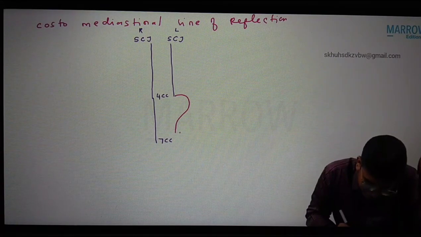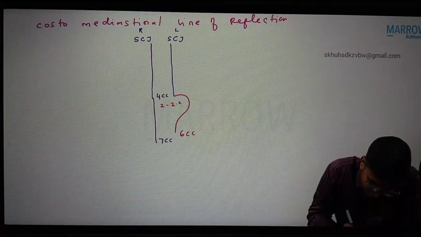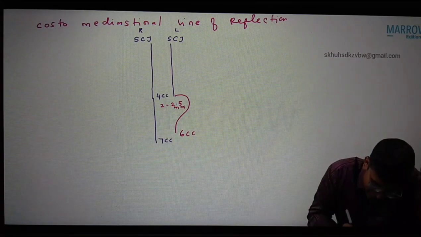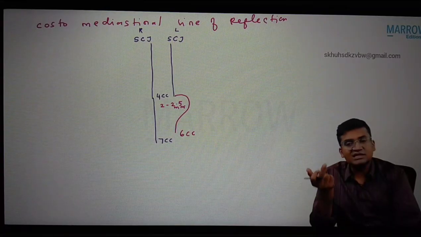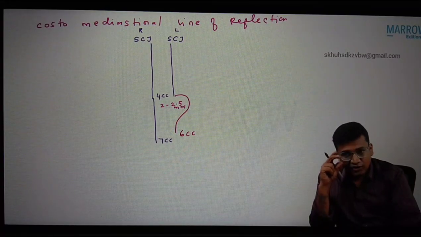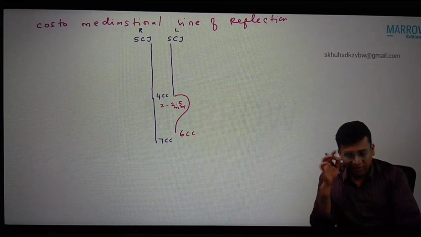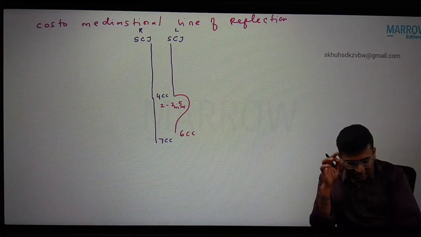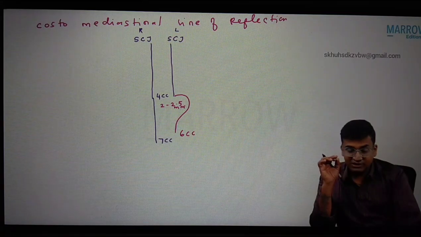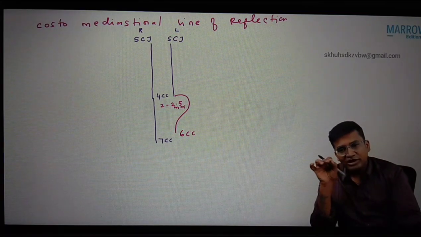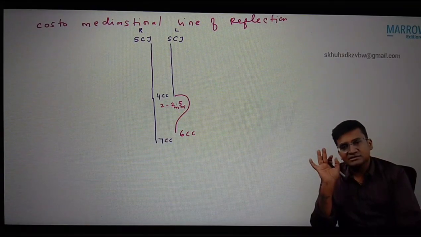And we have to reach up to the sixth costal cartilage. Now this line is called the costo-mediastinal line of reflection on the left side. Very simple. From the left side sternoclavicular junction, you have to draw a vertical line up to the fourth costal cartilage, and then deviate the line 2 to 2.5 millimeter, and reach up to the sixth costal cartilage.